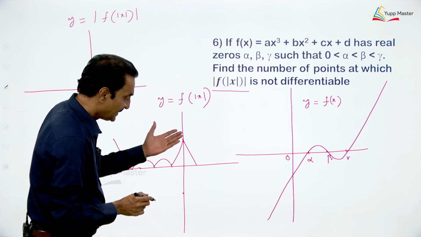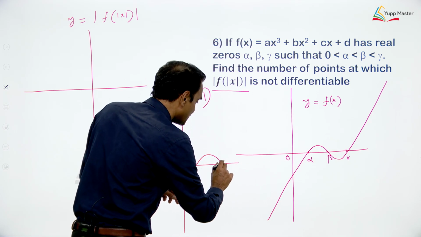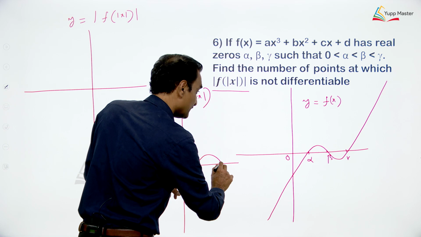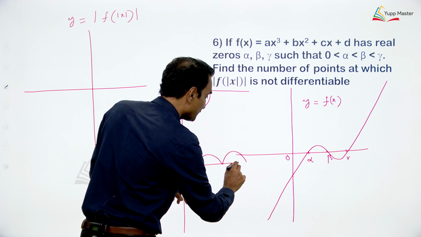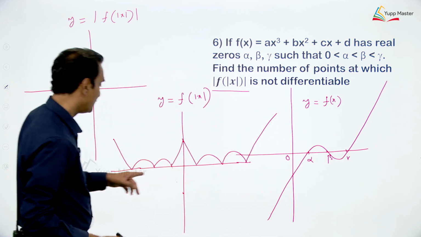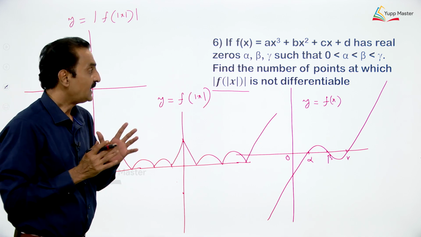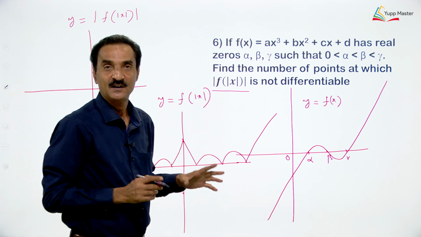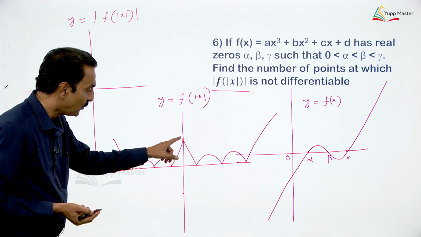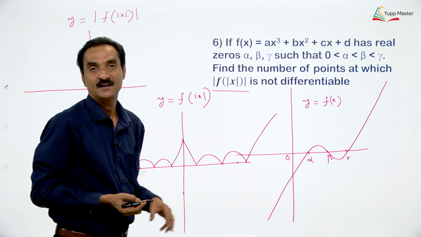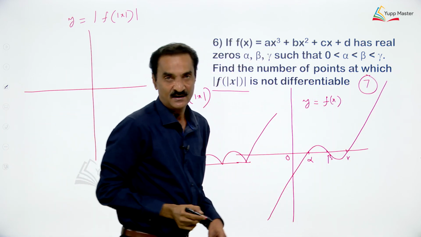Okay, it is reflected. Again, the remaining graph will be like this. That one, it will come like this. Okay. So, at how many points is it not differentiable? Count the number of sharp corners: 1, 2, 3, 4, 5, 6, 7. So, the answer to this question is 7. Okay.